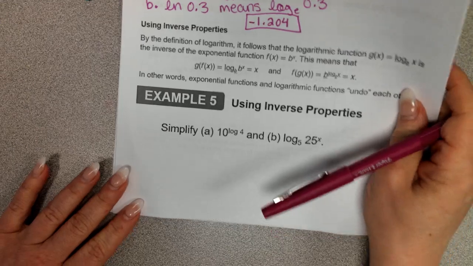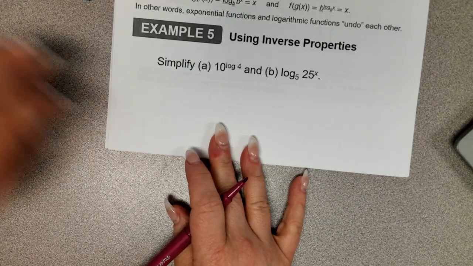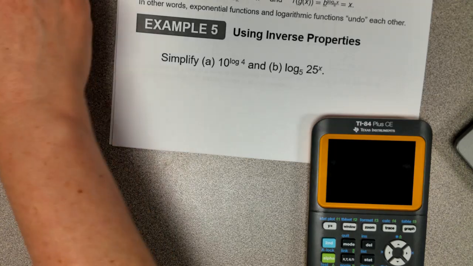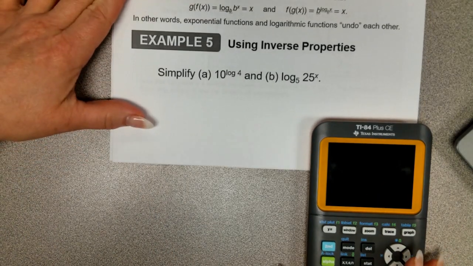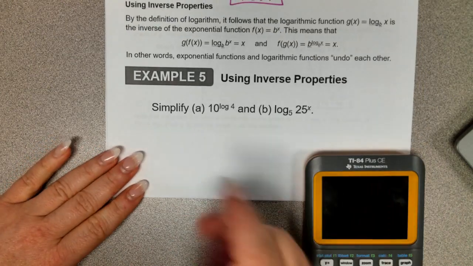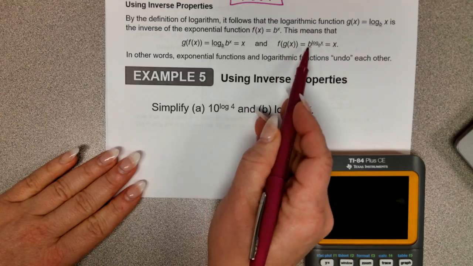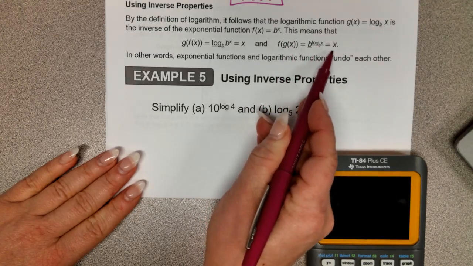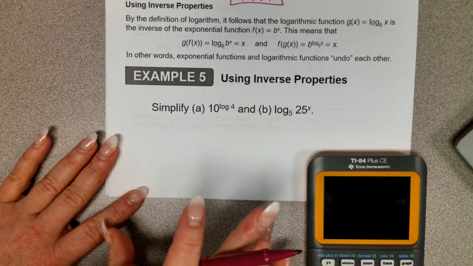Okay, let's talk about inverse properties. So the logarithm does have inverse properties. It will inverse an exponent. So let's look at that. If I have log base b of b to the power of x, that is equal to x, and then b to the power of log base b of x is equal to x. So let me play that out in an example, okay?